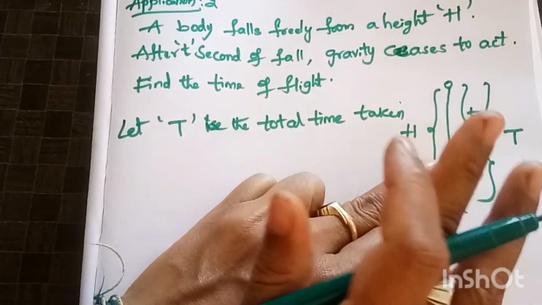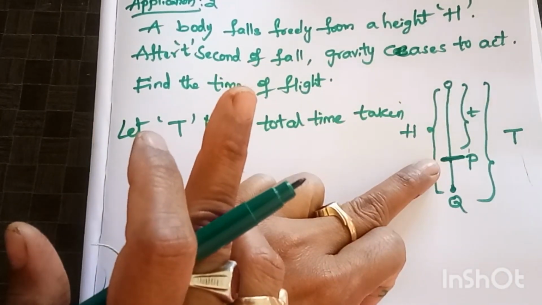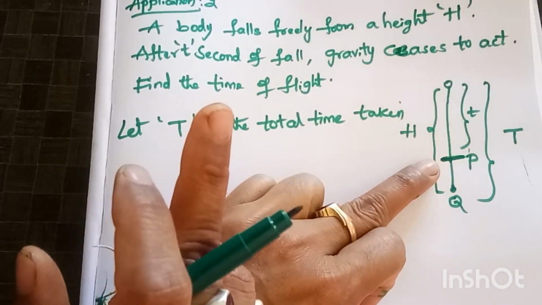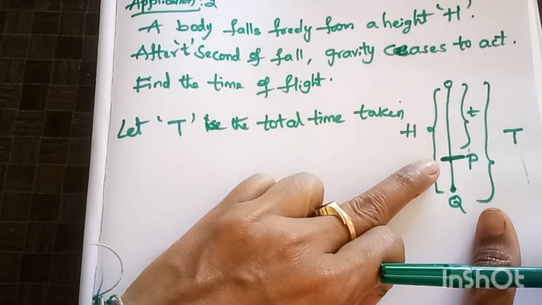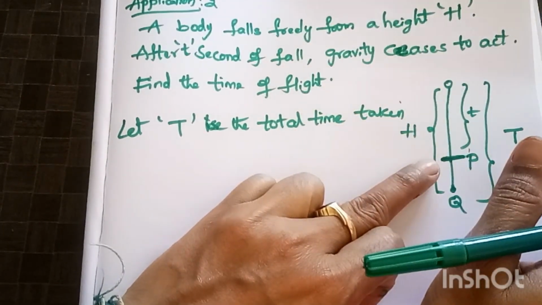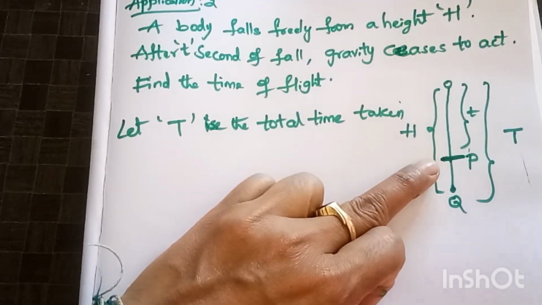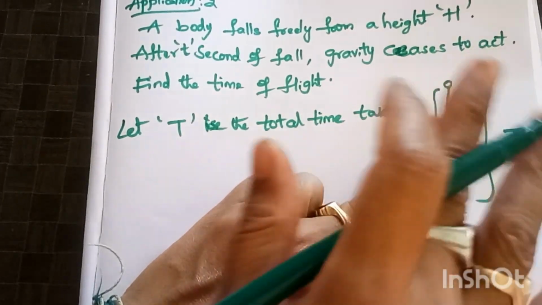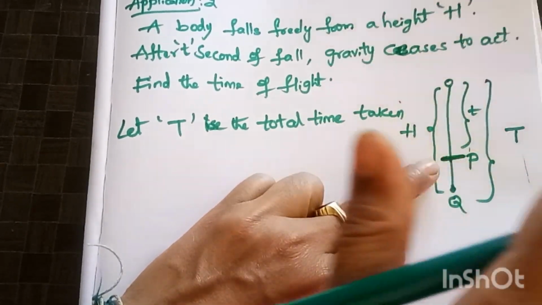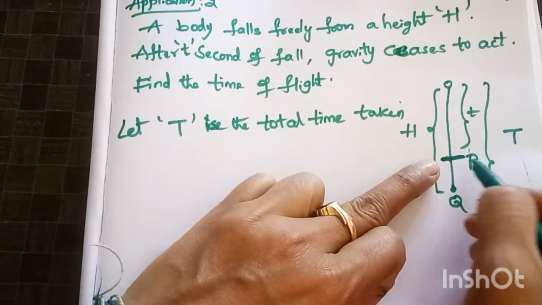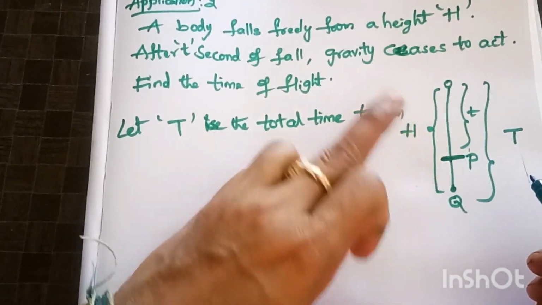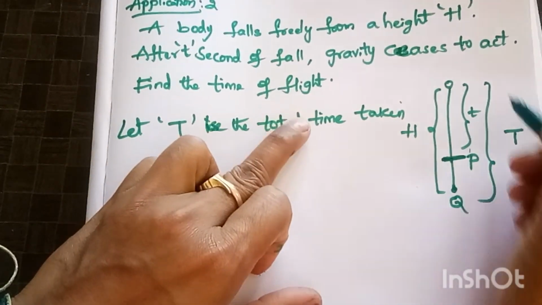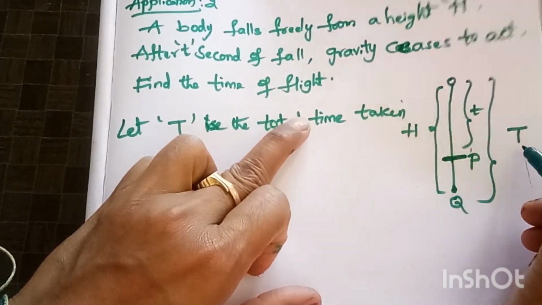If we have gravity, I said acceleration due to gravity, means due to earth's attraction the body reaches the ground. Here no gravity is acting after t seconds of time, that is, gravity is ceasing. So at the point P, okay, find the time of flight. So they say to find the total time t.